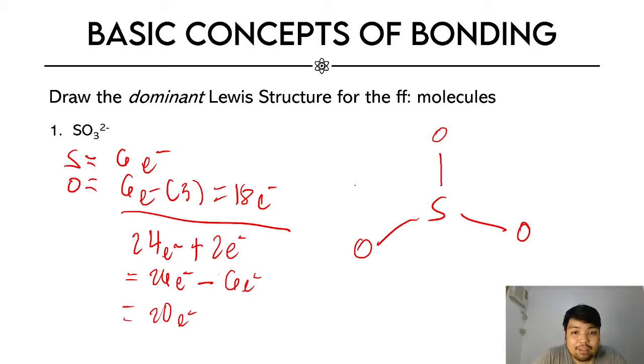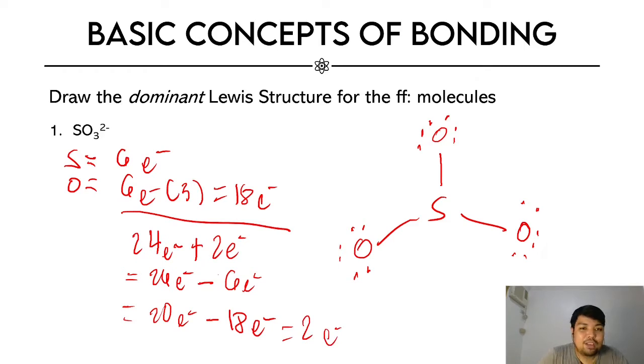So we complete the octets on the oxygen first. Since it already has 2 electrons, you only need to add 6 more as non-bonding electrons. 2, 4, 6, 2, 4, 6, 2, 4, 6. Okay? We have used 6 electrons for each of the oxygen atoms. So 6 times 3, that will be equal to 18 electrons. So we only have 2 electrons left. Okay?